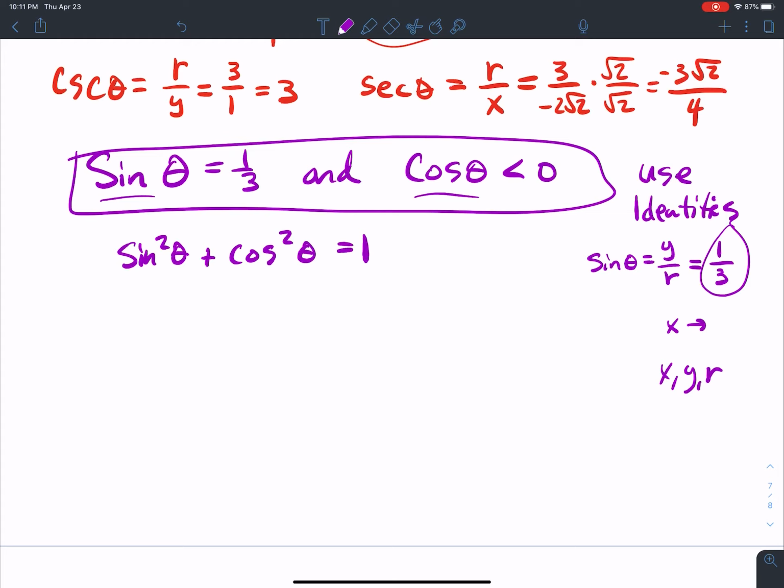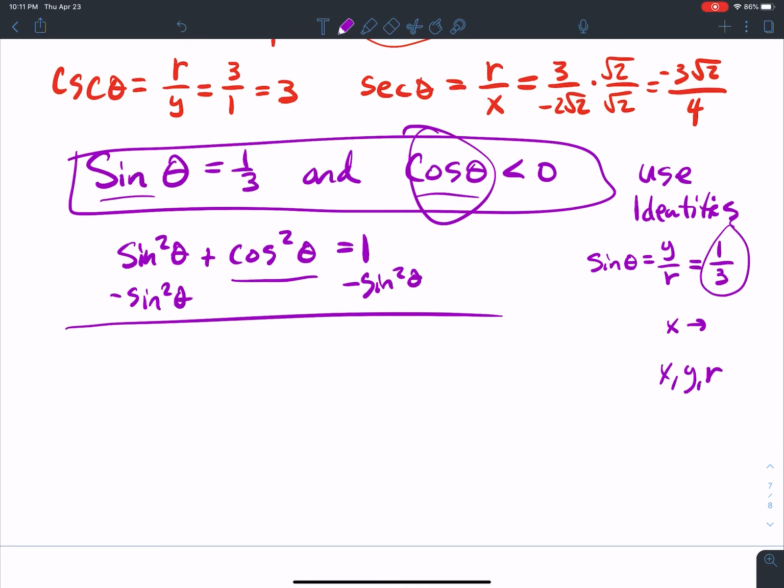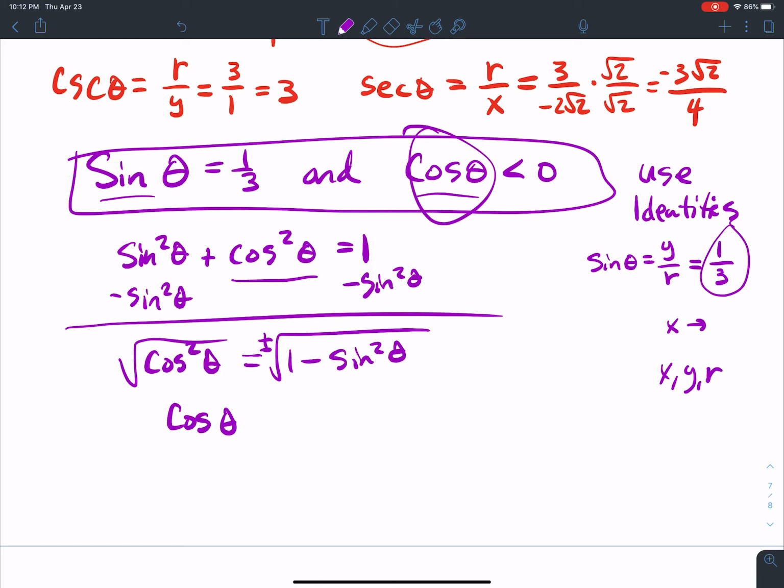Well, what are we looking for? Okay, we're trying to solve for cosine, right? So let's solve this equation for cosine. So minus sine squared from both sides. What do I get? I get cosine squared theta equals 1 minus sine squared theta. Okay, when I take the square root, I get a plus or minus. But what am I looking for? I only care about the cosine that's negative. Okay, so I use that same technique, right? I look at the negative branch of the square root. And now I'm going to be able to get my answer.